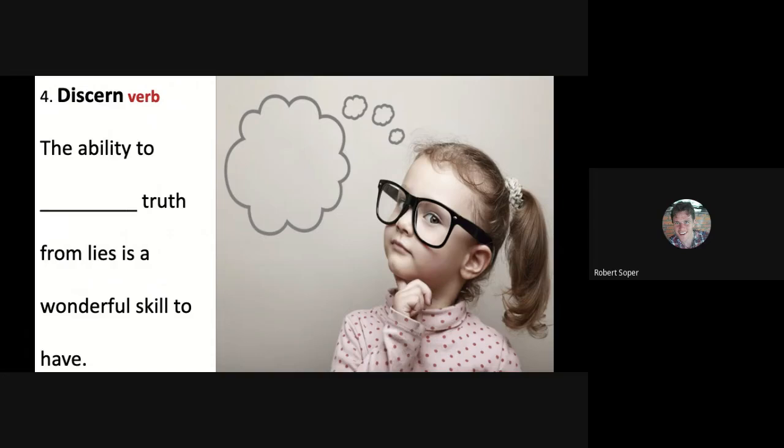One more time, the ability to discern truth from lies is a wonderful skill to have. That basically means the ability to figure out what is true and what is lies. And that's a wonderful ability to have. So you need to differentiate what is true and what is lies. And that's what it means to discern, to figure out or differentiate.